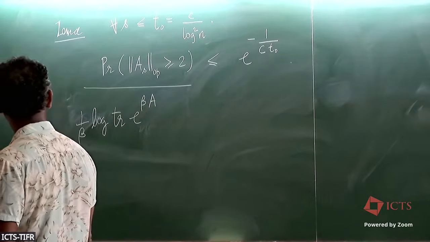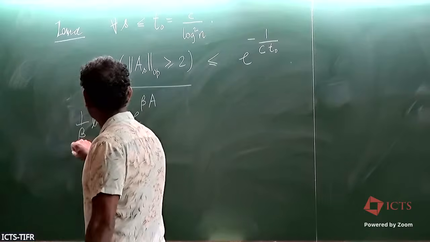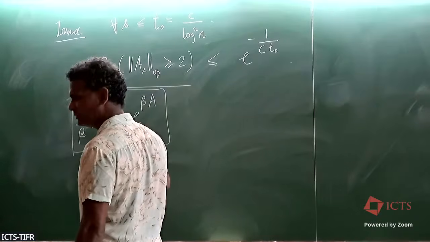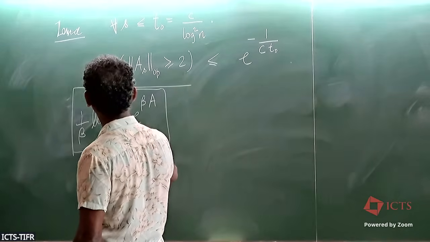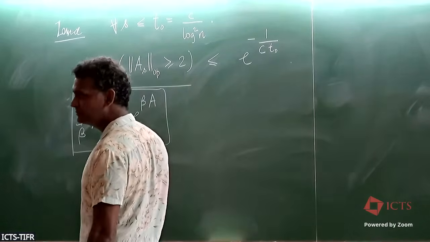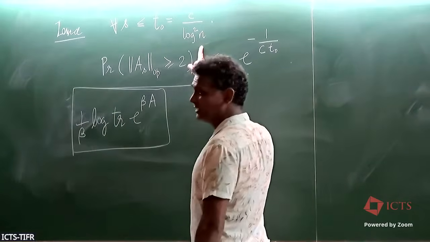So I'm not going to show you how to control this, but the point is that this stays small up to this time, 1 over log squared n time.